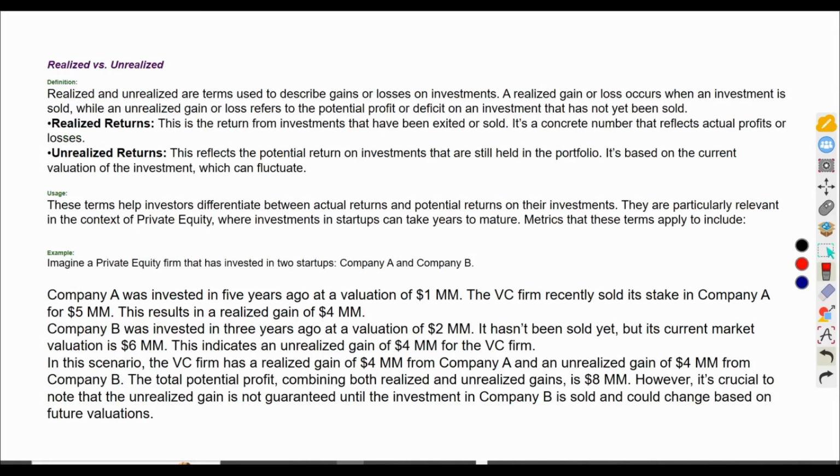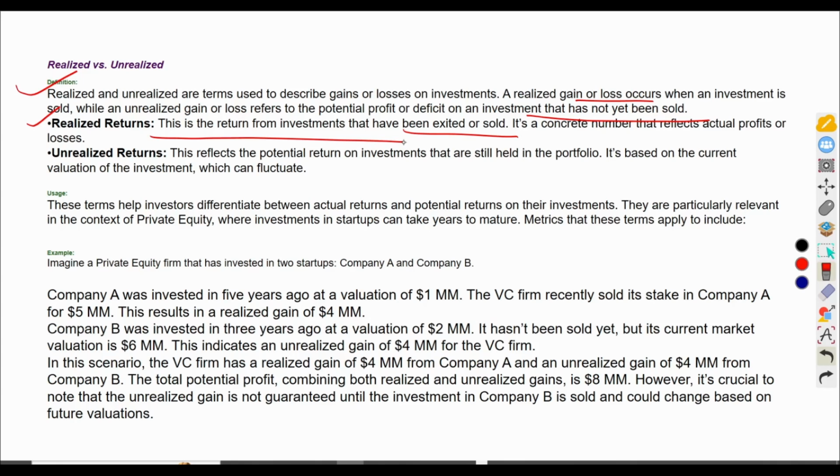Realized versus unrealized. Realized and unrealized are the terms used to describe gains or losses on investment. A realized gain or loss occurs when an investment is sold, while an unrealized gain or loss refers to the potential profit or deficit on an investment that has not been sold. Realized returns are the returns from investments that have been exited or sold. It is a concrete number that reflects actual profits or losses.